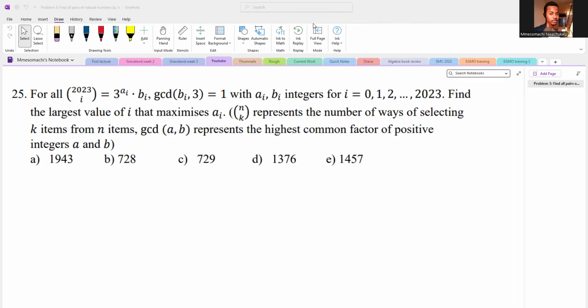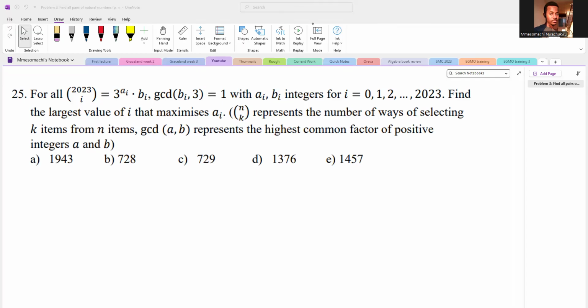In this video, we'll be looking at the final problem from the 2023 Special Maths Contest, first round. It says, for all i, 2023 choose i equals 3 to the power of a_i times b_i, and the GCD of b_i and 3 is equal to 1, with a_i and b_i integers, for i equals 0, 1, 2, up to 2023. Find the largest value of i that maximizes a_i.